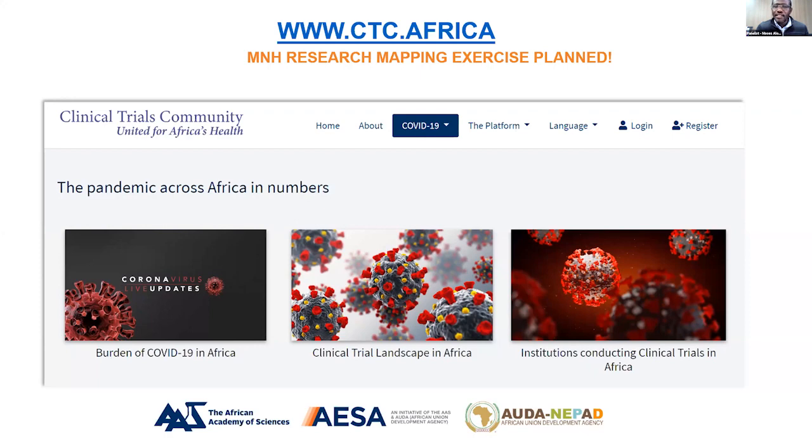And for the MNCH research mapping exercise, we intend to go through the same exercise through the database that we built when we were doing the research prioritization work, and then in a way develop a network of MNCH workers. So that's a summary of the work that we are doing in MNCH in the African Academy of Sciences.